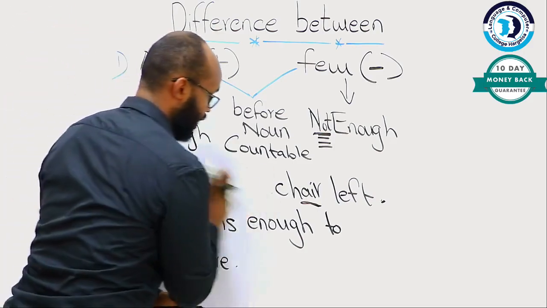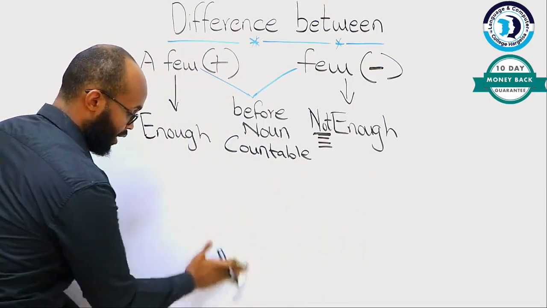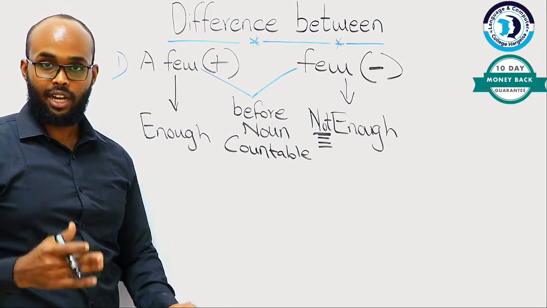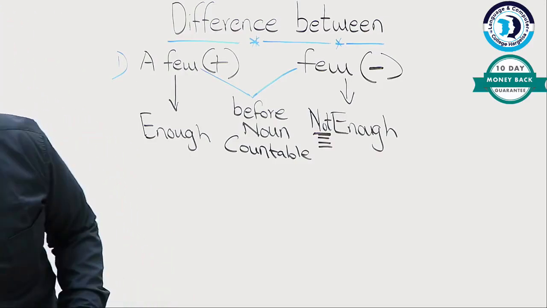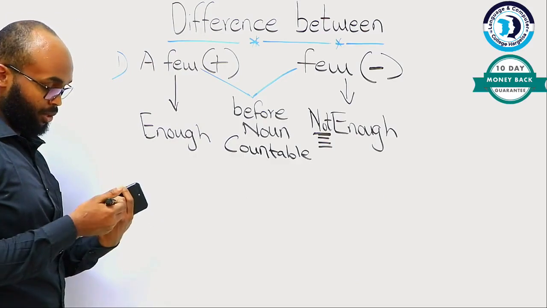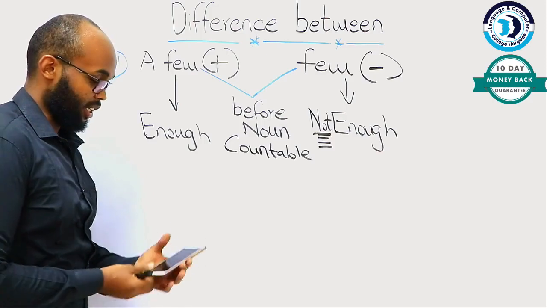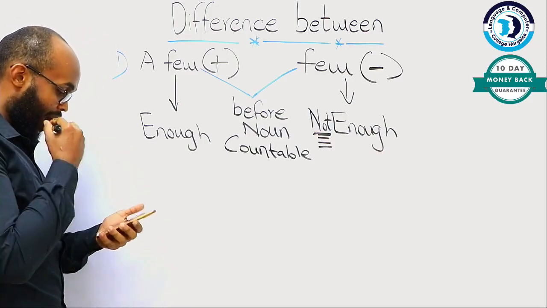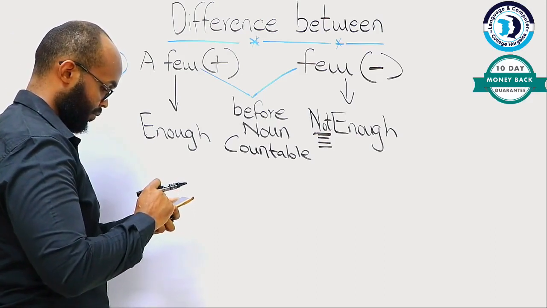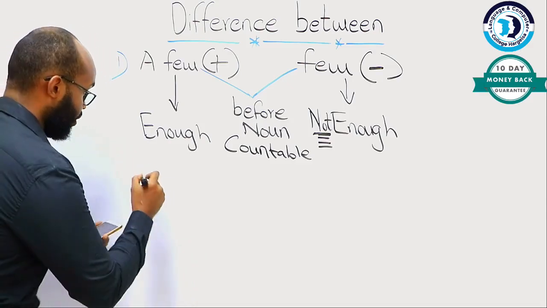So number two, let's continue to number two, inshallah. Remember, all of these, few comes before a countable noun. What kind of noun? Countable noun. Okay, so number two, let's see another one.